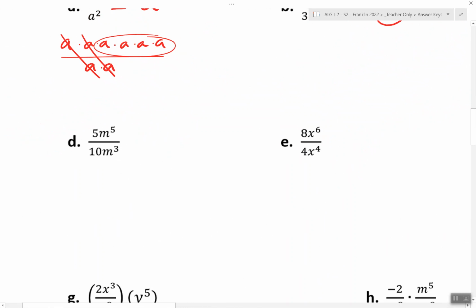For example D, we have 5m to the 5th over 10m to the 3rd. So start with the coefficients. Now we've got 5 over 10. 5 divided by 10 is a decimal. What we can do is just reduce that fraction. 5/10 reduces to 1/2. And then subtract the exponents on your m's. So m to the 5th over m to the 3rd. 5 minus 3 is 2. So that's m squared like this. And to kind of simplify that, clean up how it looks, this is just m squared over 2. That 1 is not necessary because we have the m squared on top.